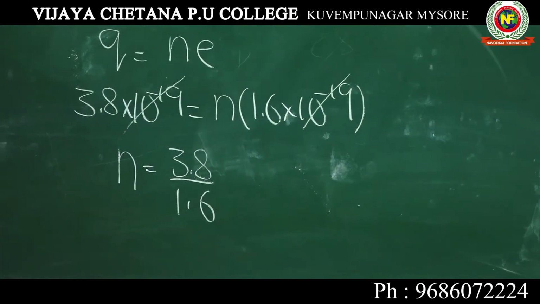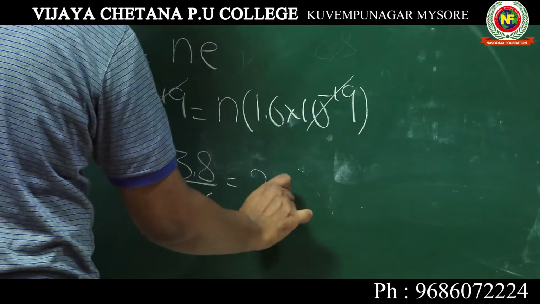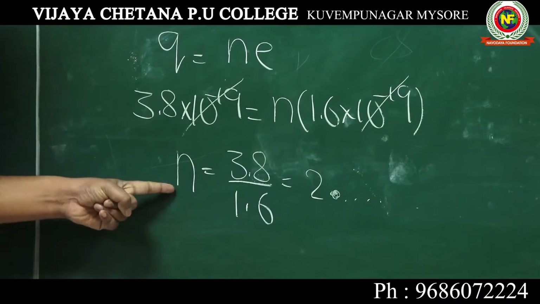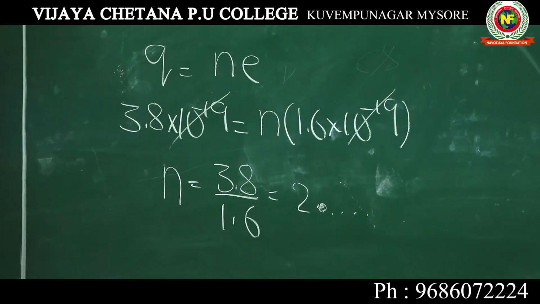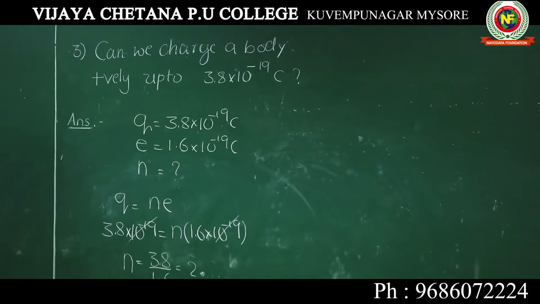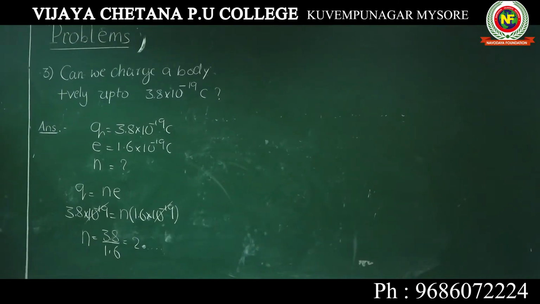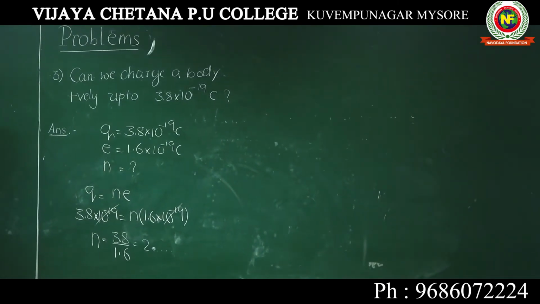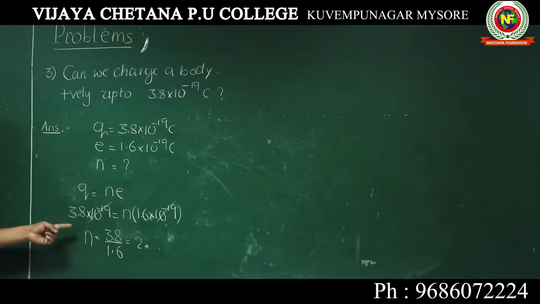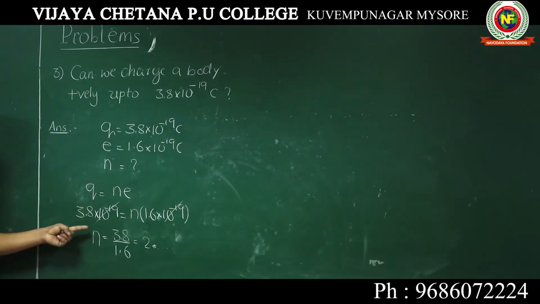But 3.8 by 1.6 is a fraction, 2 point something. But what do we know? N must be a counting number. But here, if we get 2.3, 2.5 like this, then such electrons cannot exist. Electrons added or removed must be an integral multiple of the electronic charge. Therefore, the number of electrons that you add or remove should be a natural number.